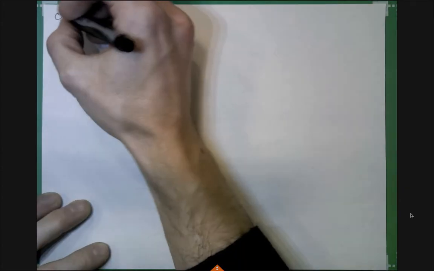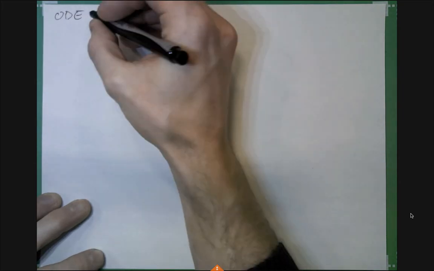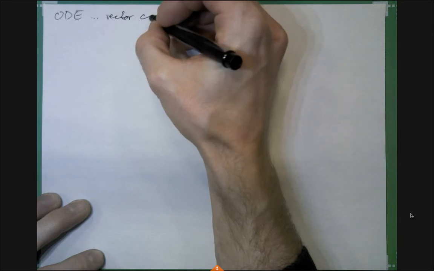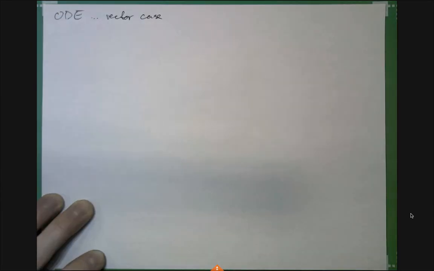Before, I did it for the 1D case, but actually I realized it makes a little bit more sense in the 2D case. So let's take a look at the vector case of ODEs. It's also more practical, because the 1D case is a little bit too simple. So what does it mean if you have a system of two linear ordinary differential equations?